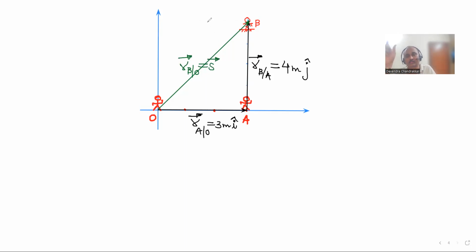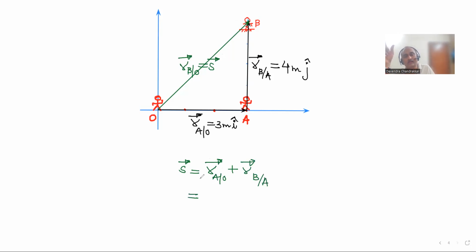Displacement is the shortest distance between 2 points, right? So here, can I write displacement S vector as the addition of RAO and RBA? Yes or no, all of you? Yes, sir.